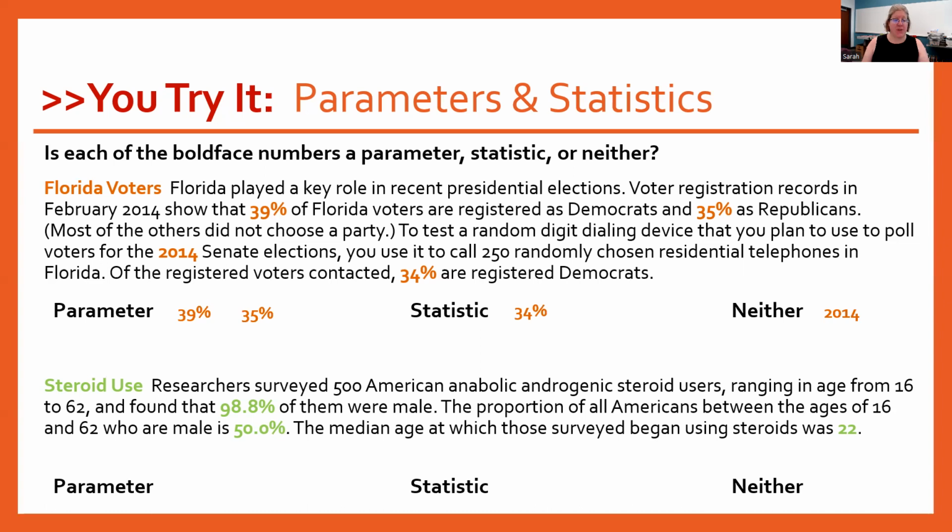We'll start with that first one, 98.8. So it says they contacted 500 American steroid users, and from that, they found in that group 98.8 are male. So it's calculated from our sample. That'll be a statistic. Then it says the proportion of all Americans between the ages of 16 and 62. So that's tending to get at that idea of our population. So that 50% is going to be a parameter.